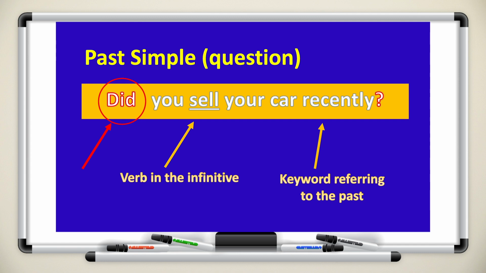When the reader reads this question, or when someone listens to this question, they will know immediately that you are speaking in the past simple. So, did you sell your car recently? Did refers to the past. And remember, after did, the verb is always in the infinitive.